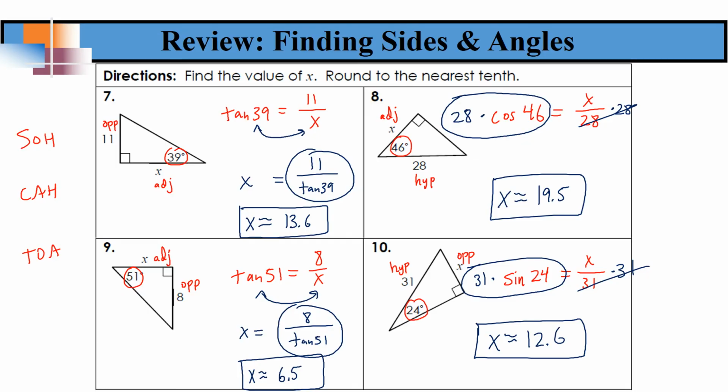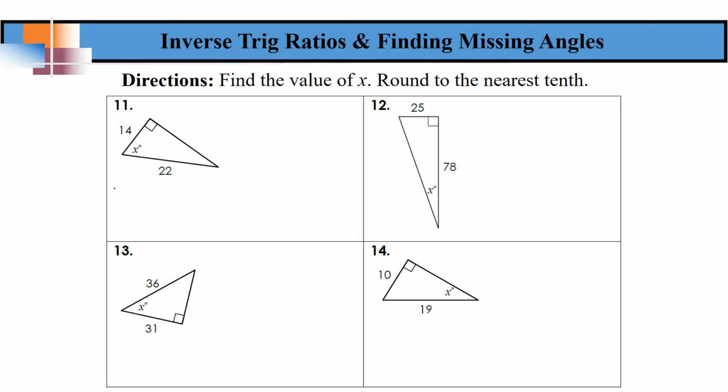Okay, let's go ahead and turn the page. Let's take a look at a few more examples where x represents a missing angle measure. We'll do numbers 11 and 14. So we begin by circling our acute angle, which is x. We can do that on both of them, and by classifying the labeled sides. In number 11, 22 is the hypotenuse, and 14 is the adjacent side. Remember SOH CAH TOA, adjacent over hypotenuse, that would mean cosine of x equals 14 over 22.